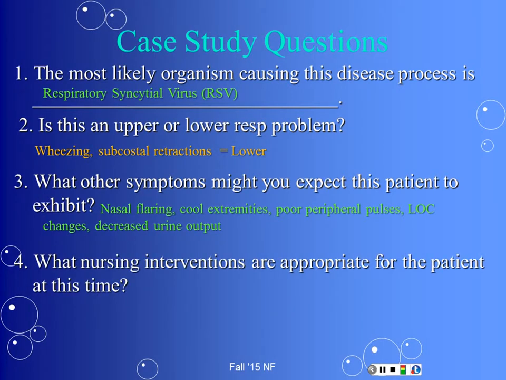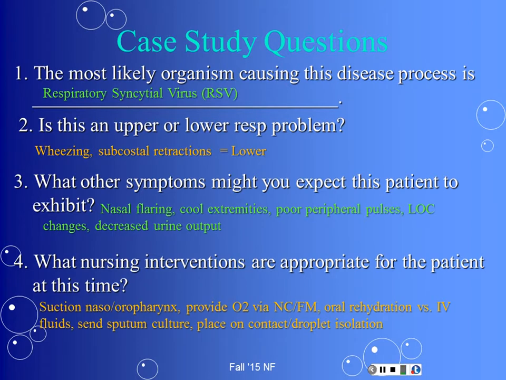Nursing interventions appropriate for this patient. RSV is a virus. Are we going to give this patient antibiotics? Nope. We have to kind of wait. We're going to wait for it to pass. So what are we going to do? It's all supportive care. Suction, oxygen, rehydration.